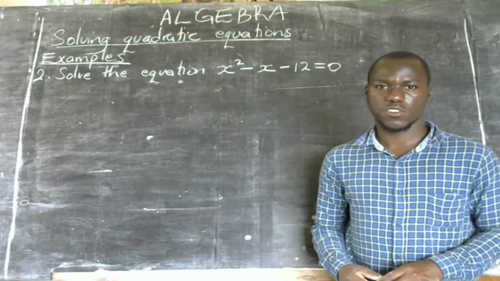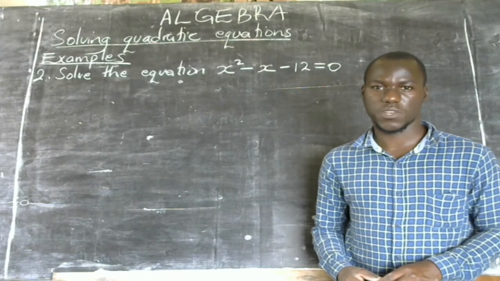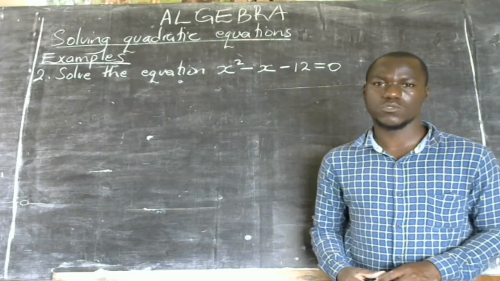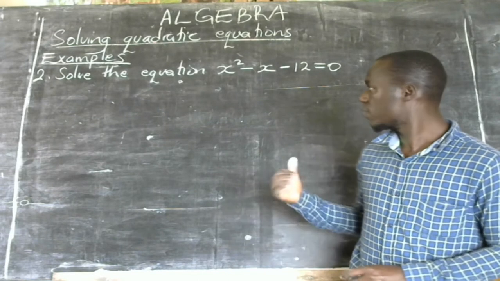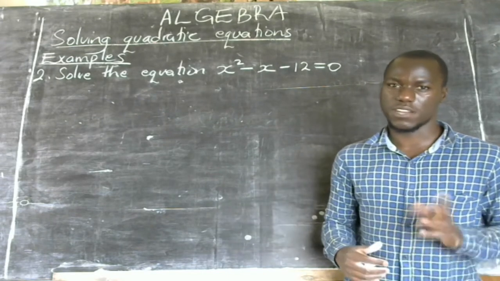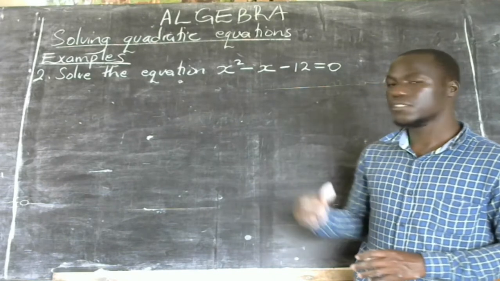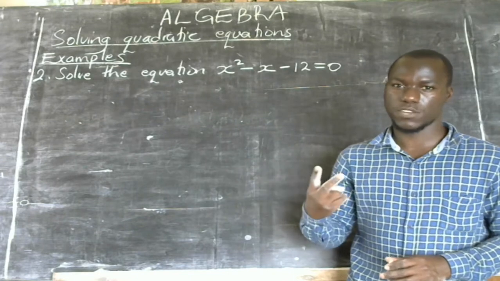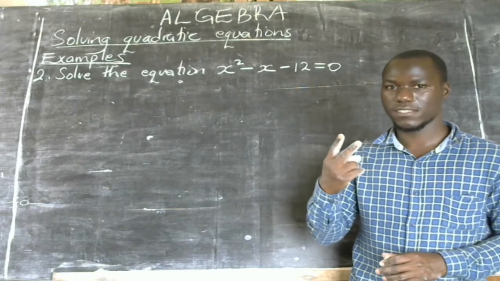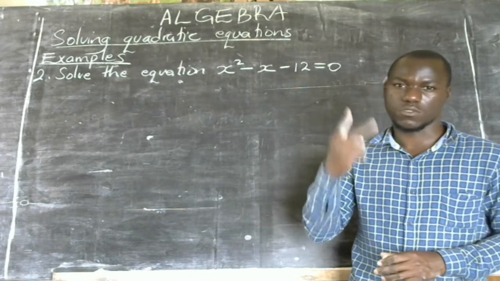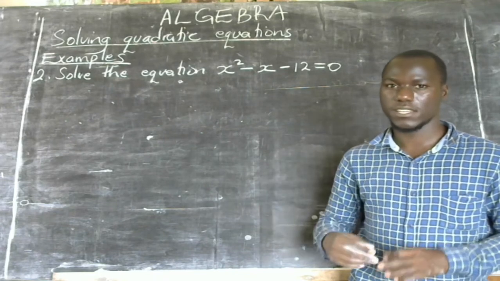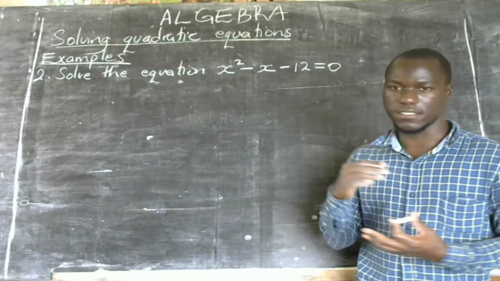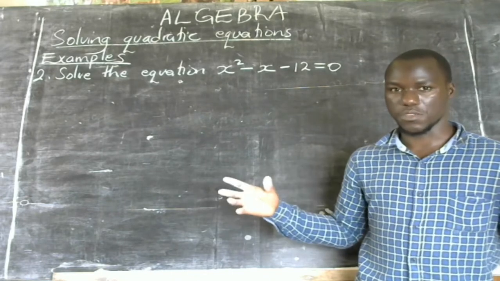Example 2, solve the equation x squared minus x minus 12 is equal to 0. First, on the right hand side we have a 0. Then on the left hand side we are going to identify the sum and the product. We look for two factors that satisfy the two conditions, that is the sum and the product. Then we substitute them where there is the sum. Then we factorize.